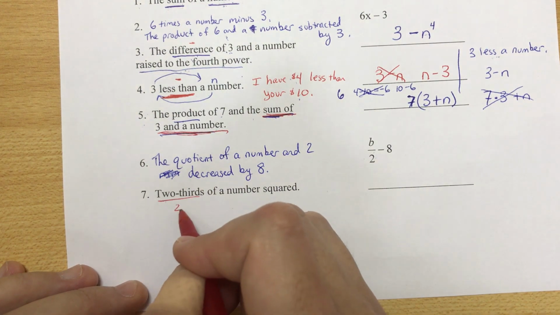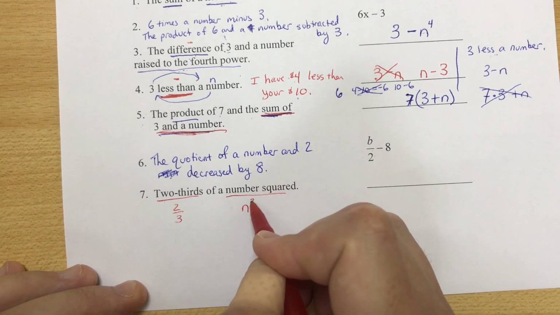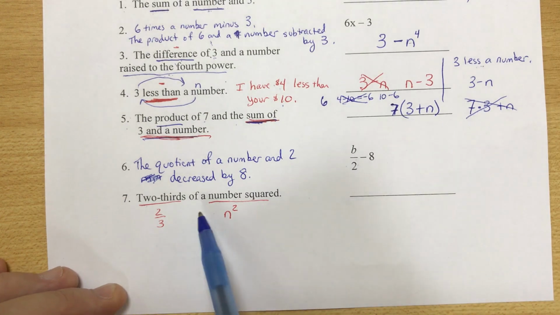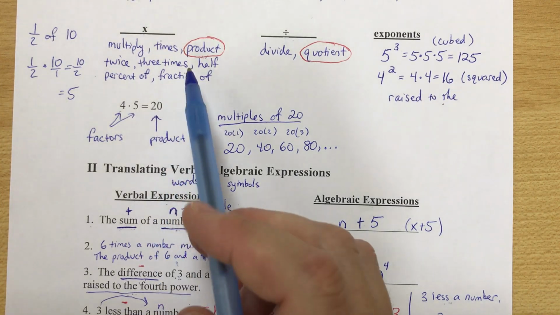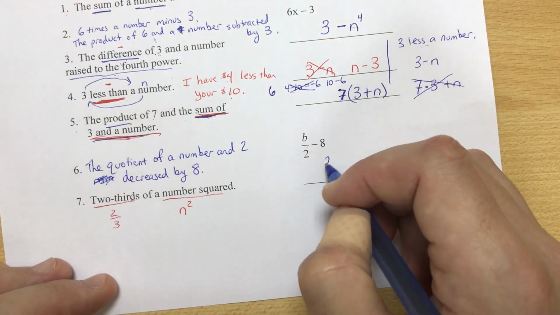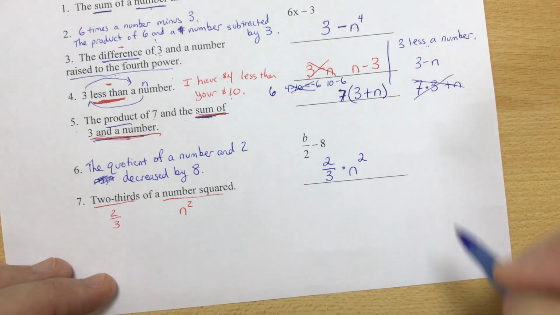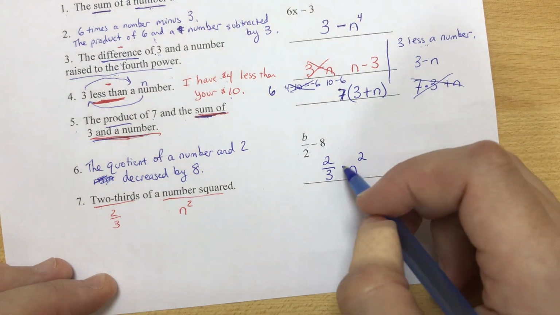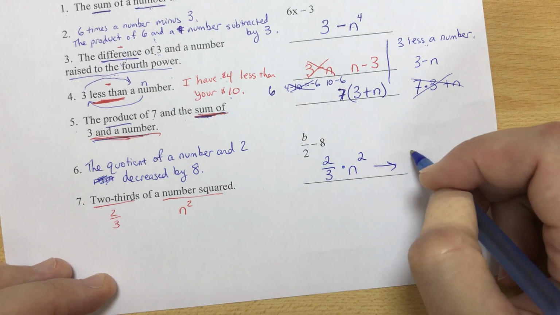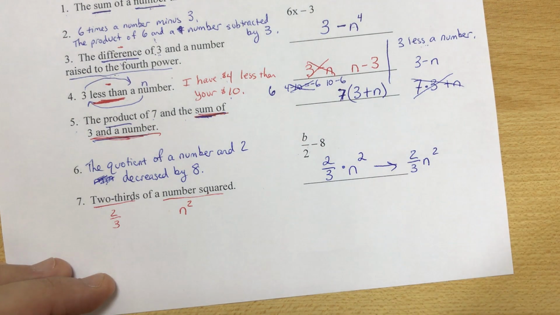Well, 2/3 is a fraction, 2 over 3. The number, there's n, squared means raised to the second power. So 2/3, now remember, when you take a fraction of a number, if I come back up here, fraction of, that means you're multiplying. So what we're doing is 2/3 times a number squared. And you don't even need that multiplication symbol. Usually when we have a number times a variable, we just put the number next to the variable like that. So 2/3 n squared. And that is the end of the notes.